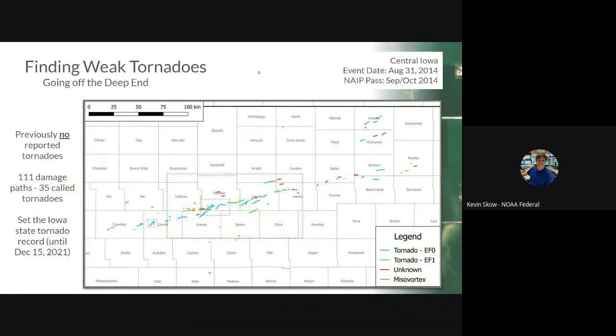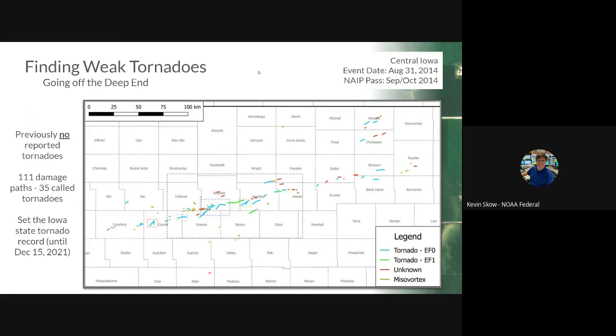This is for those of you who are in Des Moines, remember this very well. Back in August of 2014, we had a QLCS roll through central Iowa. In the days after the event, we really didn't have any tornado reports whatsoever. And it wasn't until the next year when we were reviewing the NAIP data that we suddenly realized there were tons and tons of small tracks, and actually some quite long tracks, associated with this QLCS.